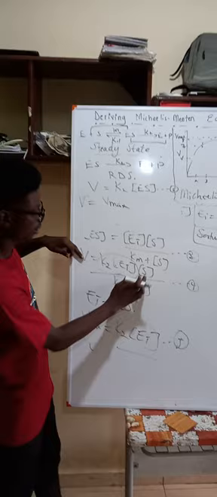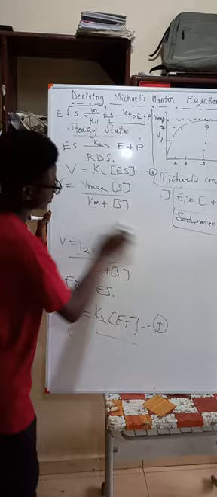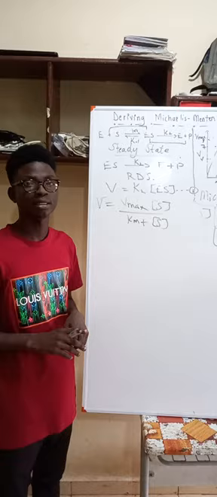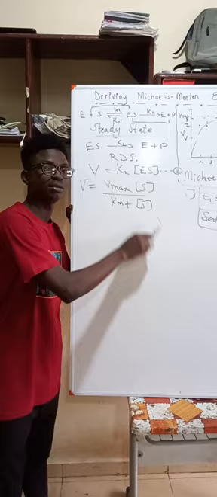All over what we have here, Km plus S. So we are done with the equation. So that is the Michaelis-Menten equation for you. Now, we did this under the steady state condition. In our next video, we'll be looking at the equilibrium states. But when we do the equilibrium states, we realize that we will be getting the same equation. So this is for the steady state.